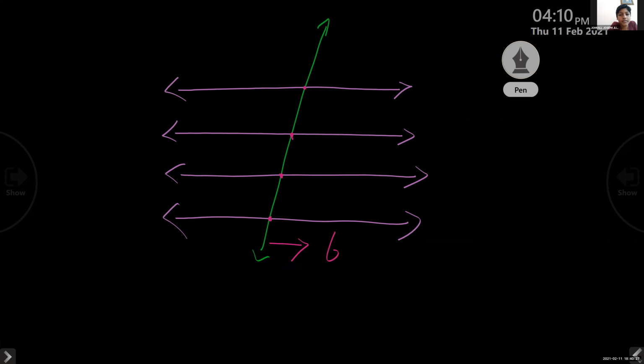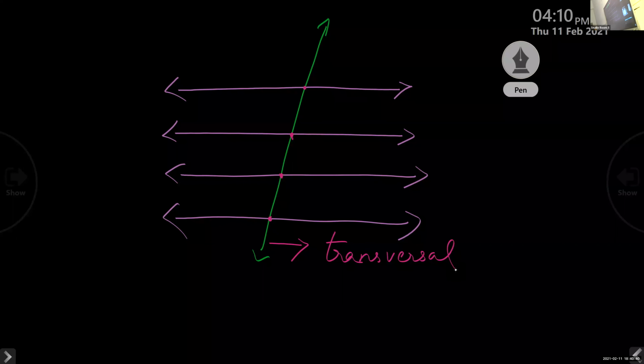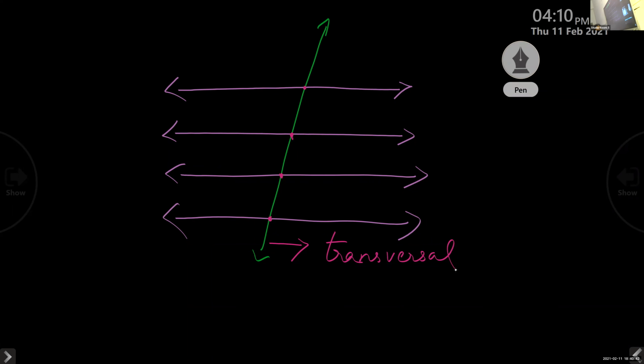Transversal. Very good. Who told the answer? Yes, good. Transversal. So that line can be called a transversal. It is cutting all the 4 lines at different points, so we can say that it is a transversal.